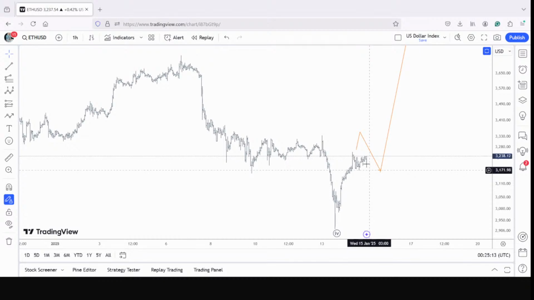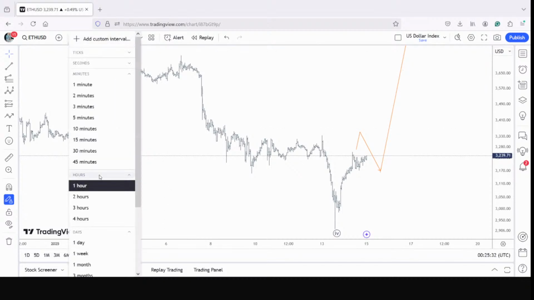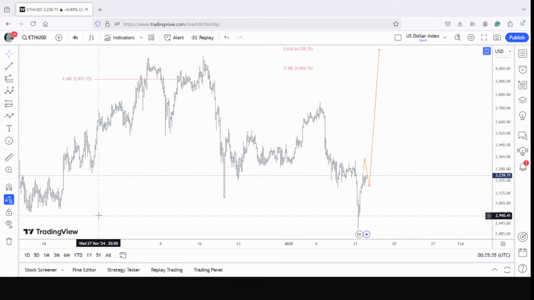I'm a bit skeptical on Ethereum because it's not taken the previous resistance. Once it does that, the confidence will rise. Not always it happens, but if it does that, it's a good sign, right? But the longs are on track towards 4300 up there.